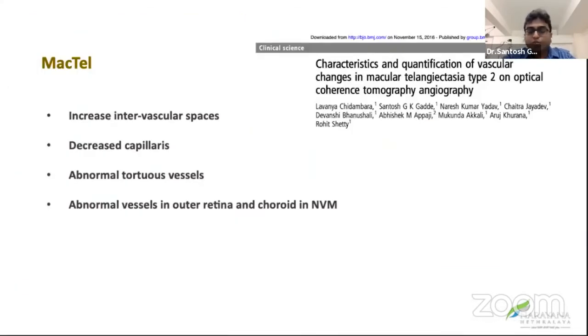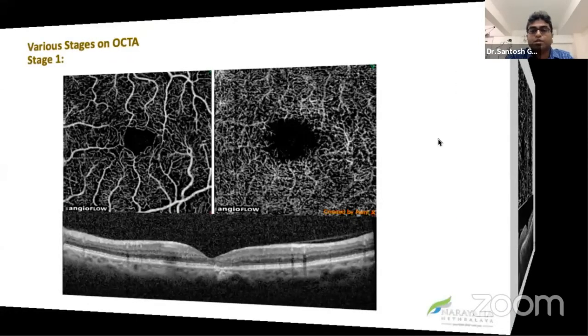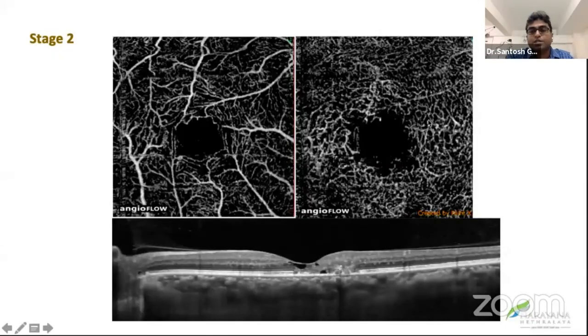So a few words on the macula, because it involves the deeper vasculature and goes down to the choroid. We had a study wherein we looked at OCTA in macular telangiectasia in different phases. In stage 1, you see subtle changes happening on the temporal side. As the stages progress, you can see the dropout areas becoming clearer on the temporal side. The capillary spaces are more; I mean, the spaces between the capillaries are more.